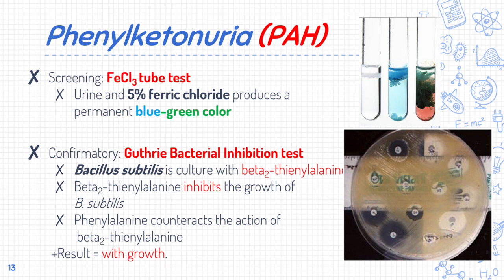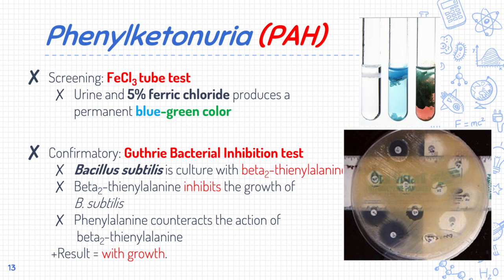What we have here is Bacillus subtilis in a culture with beta-2-thienylalanine. Look on your right, this is the petri dish, the plate with your Bacillus subtilis. The Bacillus subtilis is exposed to beta-2-thienylalanine. And what does beta-2-thienylalanine do? It inhibits the growth of Bacillus subtilis. So originally, if Bacillus subtilis is in contact with beta-2-thienylalanine, there will be no growth.